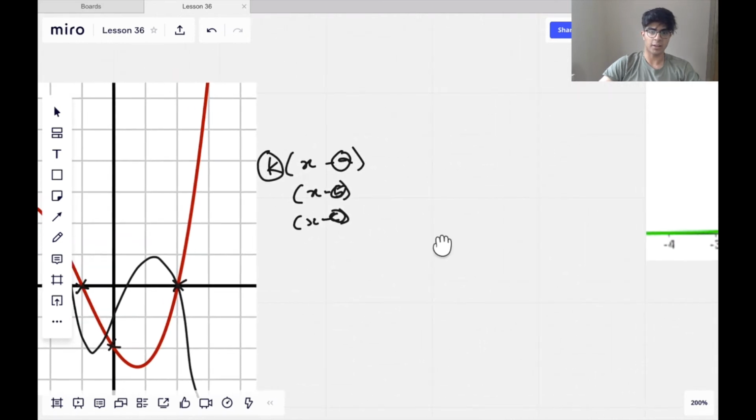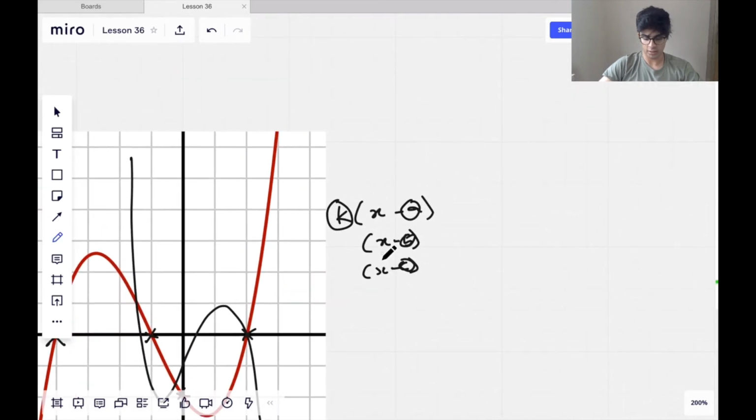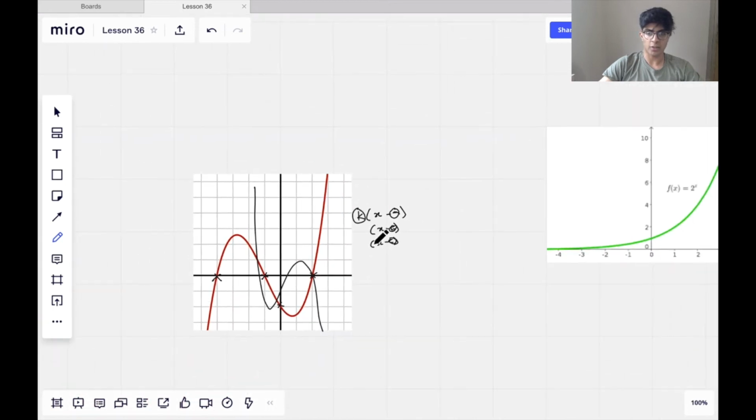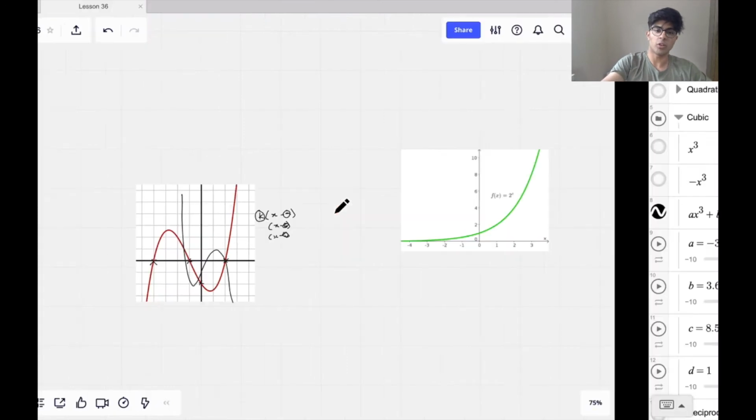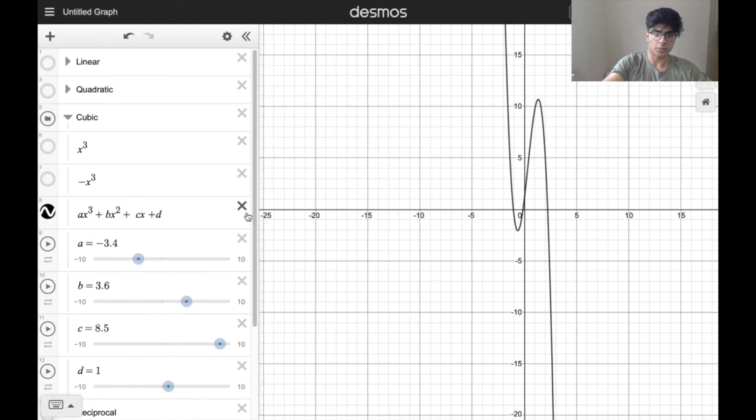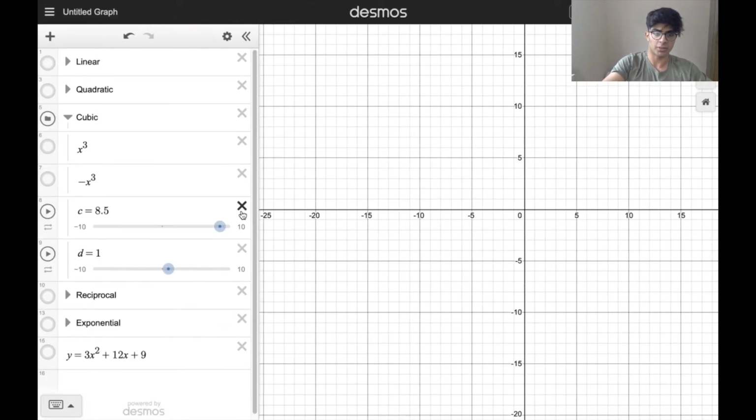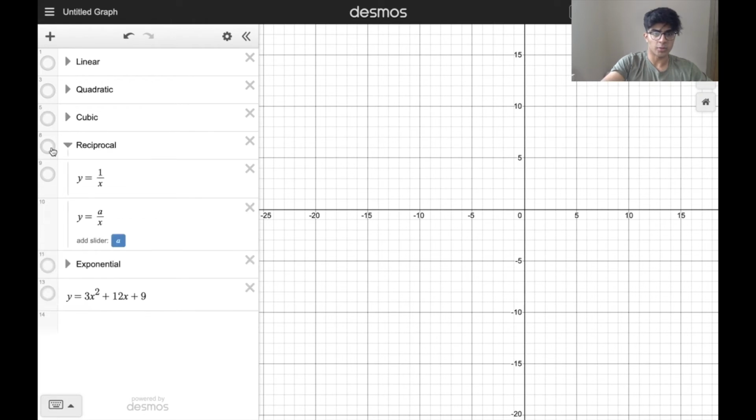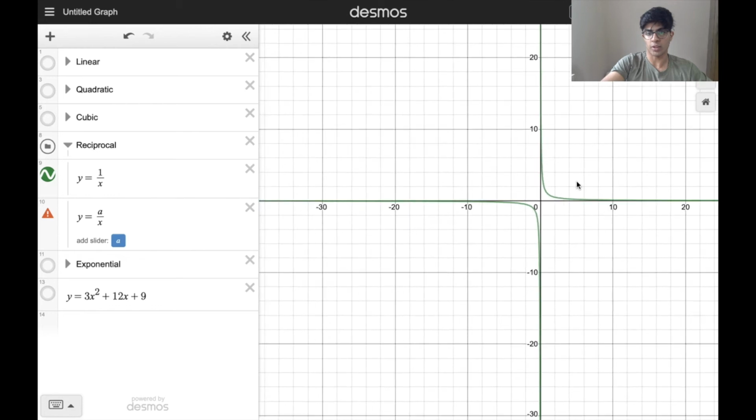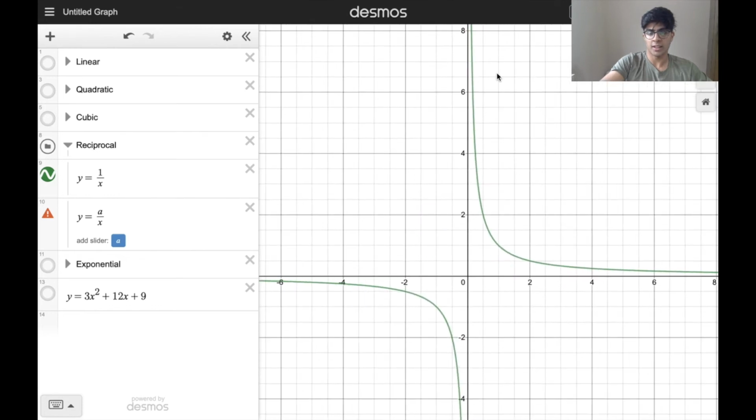Now that's the first few done. There's also something known as a reciprocal graph. Let me just close this stuff up. So we have a reciprocal graph, something like y equals 1 over x. It looks like this. It starts off as a really big value when x is really small, so 1 divided by a small number.